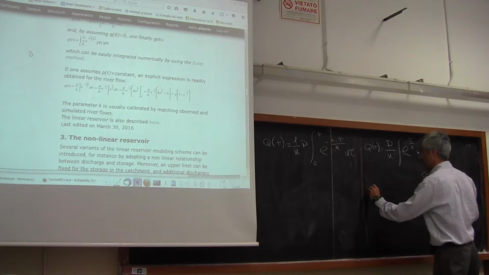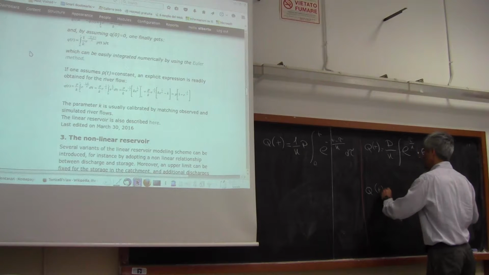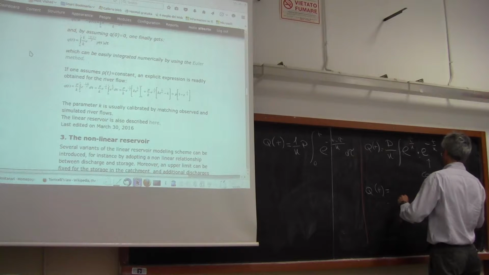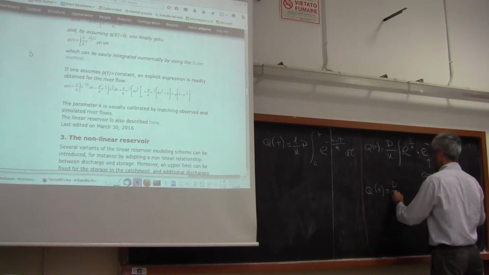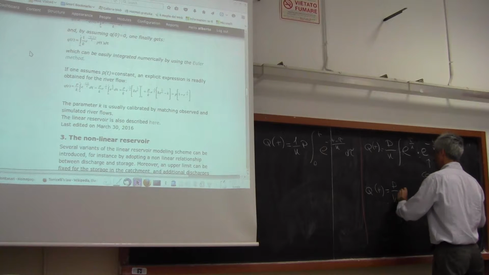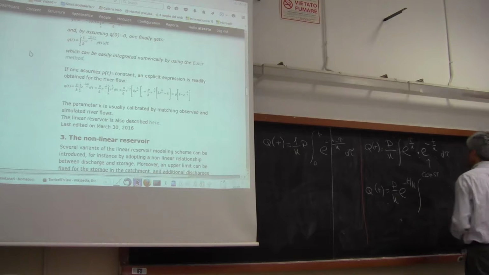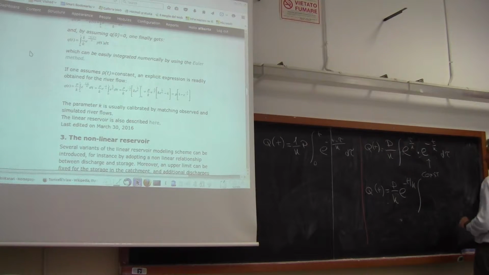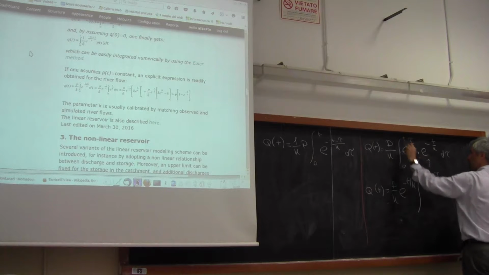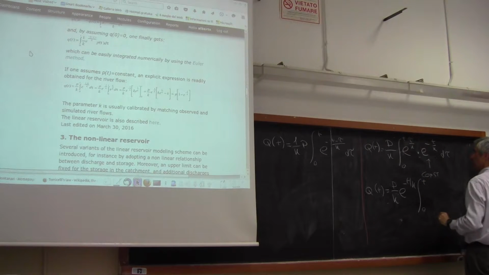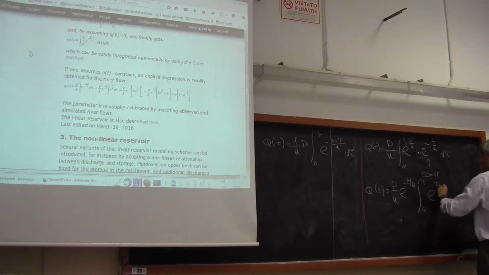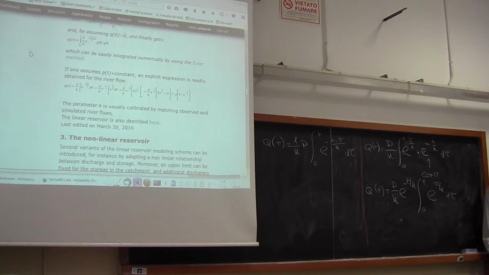So let me write again, Q(t) is equal to P over K e to the power of minus t over K times the integral between 0 and t of e to the power of tau over K d tau. And now it's very simple to solve this integral.